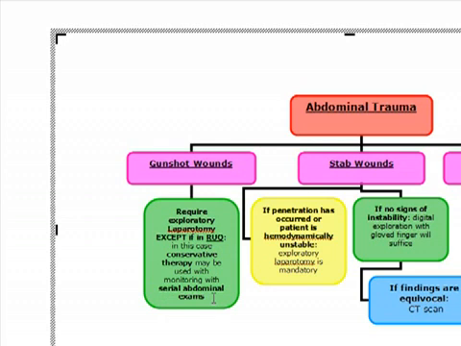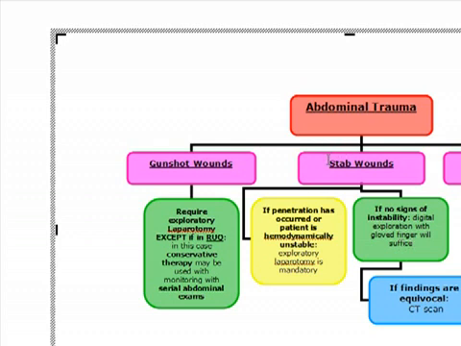Next, let's go to stab wounds. First, we want to see if penetration has occurred. If penetration has occurred and the patients are hemodynamically unstable, exploratory laparotomy is mandatory. But if there's no signs of instability, that's when we do digital exploration with the gloved finger.